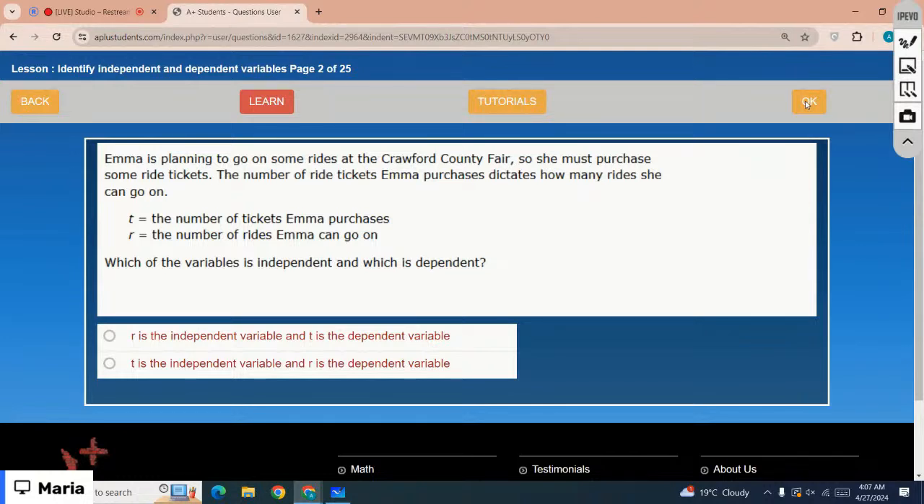Okay, Emma is planning to go on some rides at the Crawford Country Fair. So she must purchase some ride tickets. The number of ride tickets Emma purchases dictates how many rides she can go on. So which is the correct option?